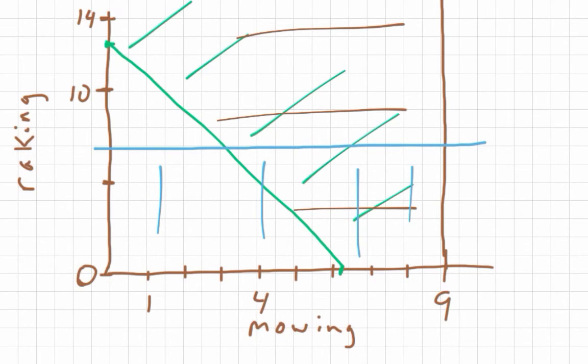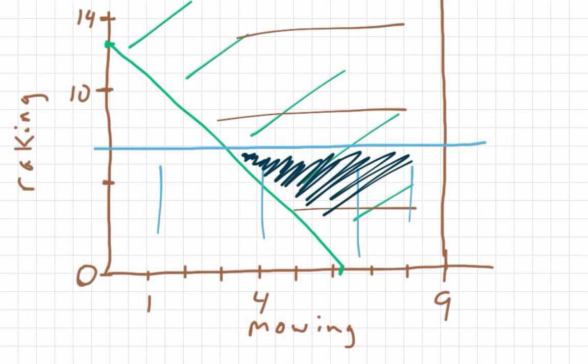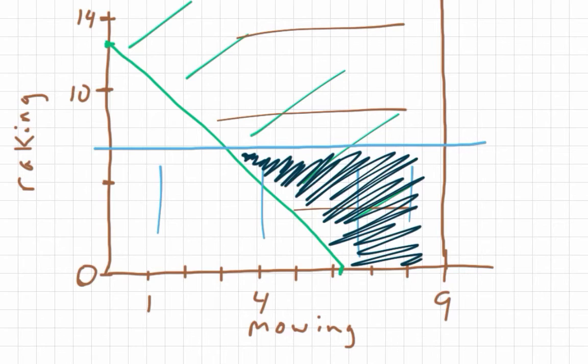So the final answer is just what is shaded every time. Agreed? So the final answer is going to be what's below the blue line, to the left of the brown line, but to the right of the green line. So this area here is going to be all the possible combinations of mowing and raking that he could fit in a week, and that would get him at least that much money.